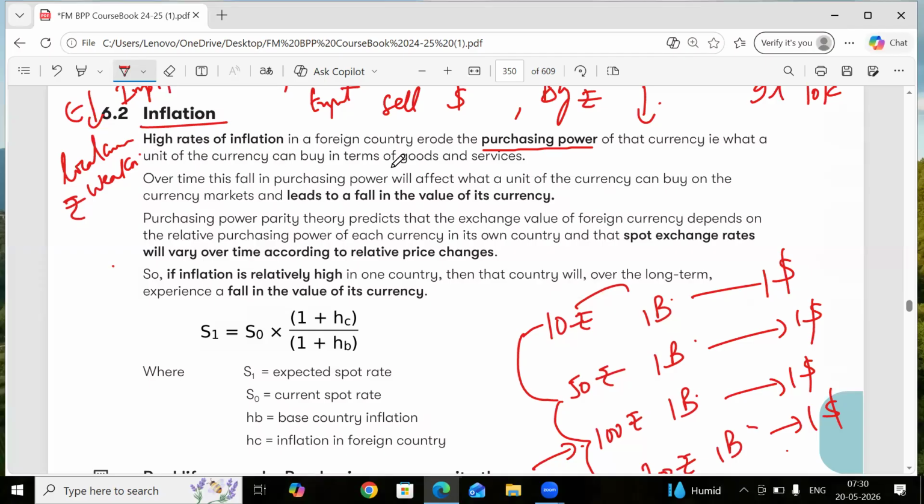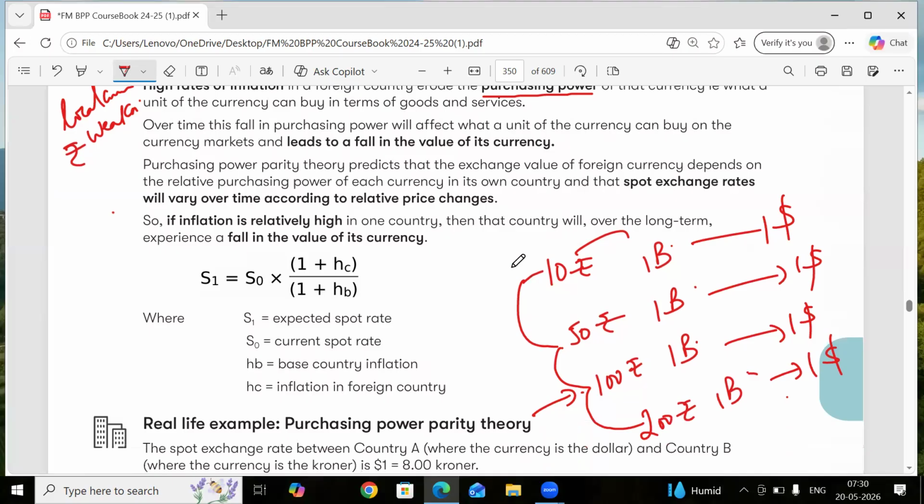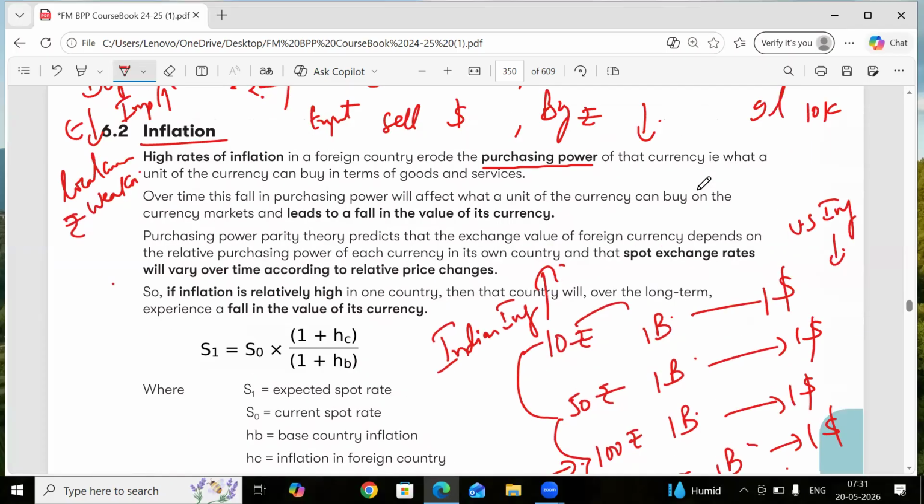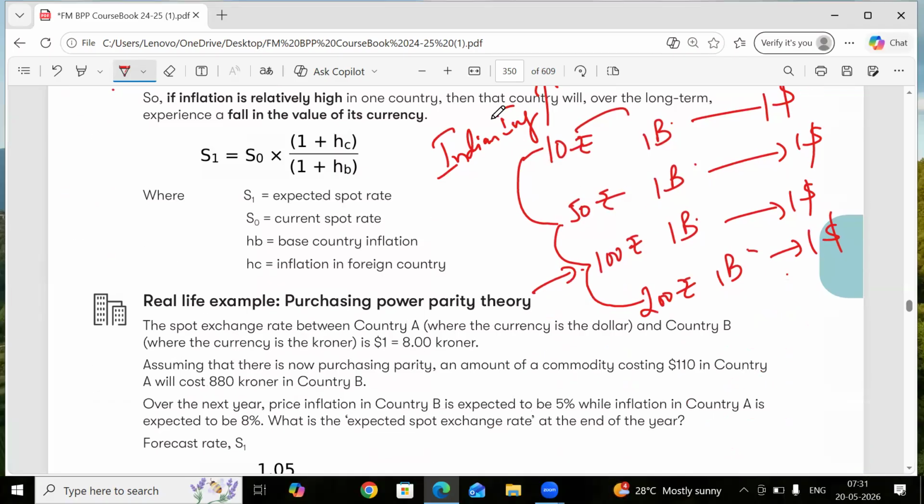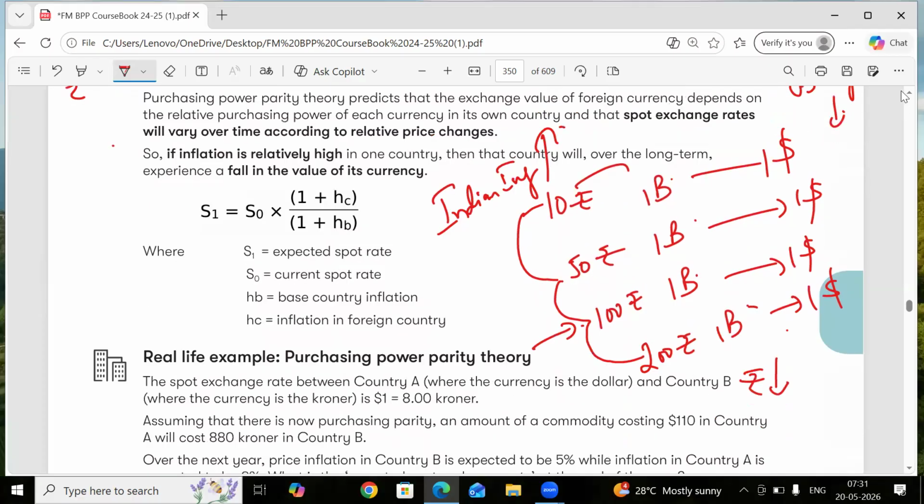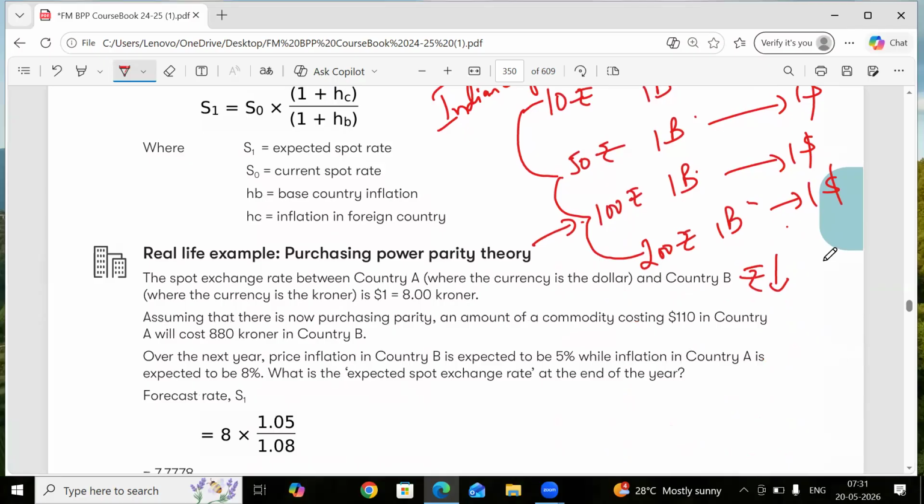So, high rates of inflation in a country. I think here it's clear that India's inflation is high, US inflation is less, and there is more demand for dollar, less demand for rupee. So high rates of inflation in a country erode the purchasing power of that currency, that is, what a unit of currency can buy in terms of goods and services. So I'll tell you, if India has high inflation, the rupee will fall. And if the US has less inflation, the dollar will appreciate. Very simple. Okay.